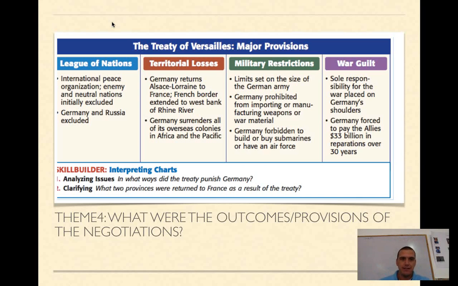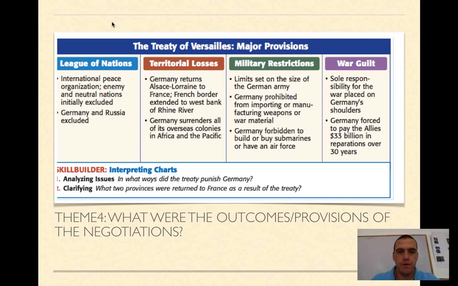So if we look at territorial losses, we can see how badly Germany gets the short end of the stick here. For territorial losses, Germany had to return territory that they had gained from France. So Germany had to return this land to France that Germany had gained through something called the Franco-Prussian War in 1870. So not only did they have to give this land back, the French border also extended more deeply into Germany across the Rhine.